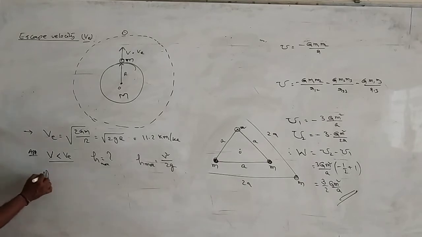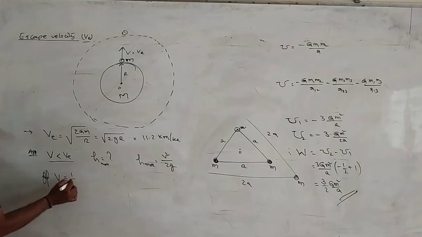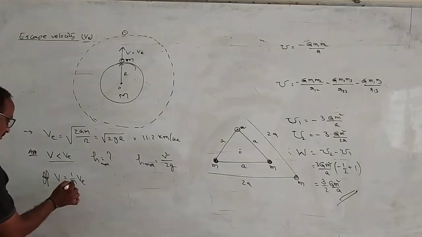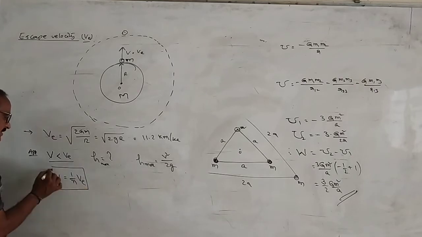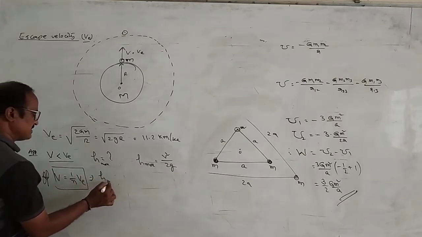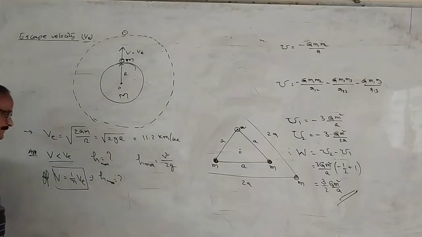Suppose the velocity of projection is equal to 1 by n of the escape velocity. Find the maximum height raised by the body.